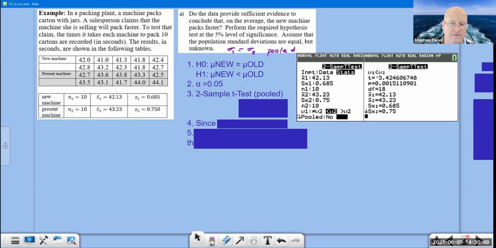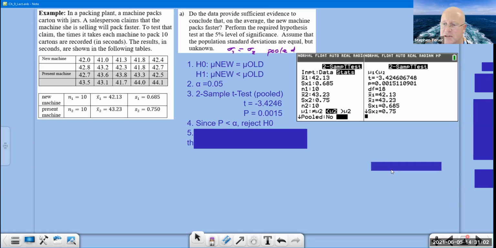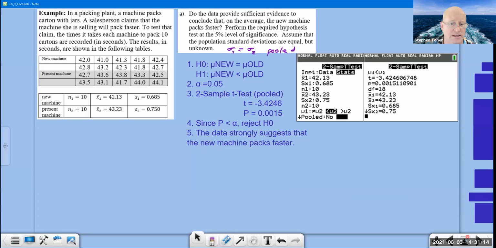Now, I've also listed for you what should be coming out of this calculation. And so there's the values, and I've rewritten a little bit larger your t value and p value to emphasize them. And notice how our p value is a whole lot less than alpha. So since p is less than alpha, we're going to reject the null hypothesis. And since it's under 1%, the p-value that is, we're going to say the data strongly suggests that the new machine packs faster.